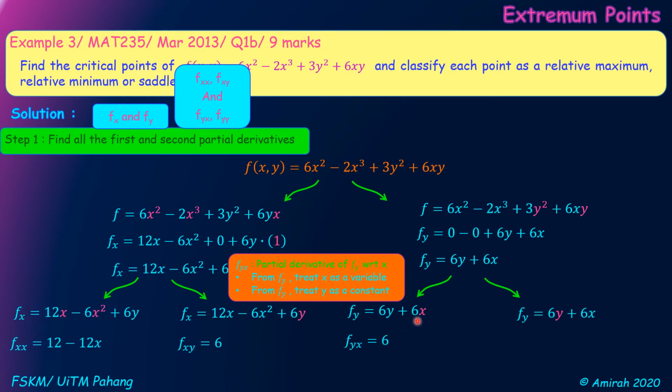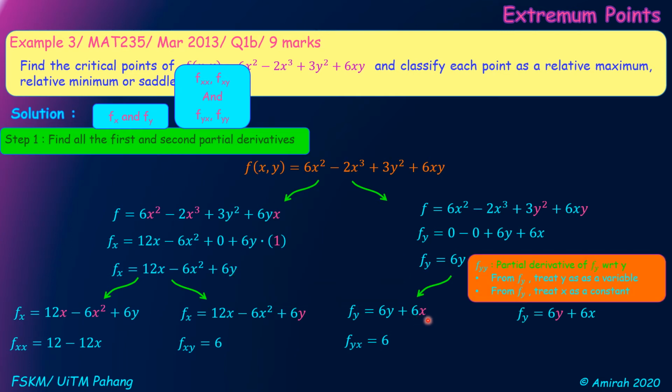And then when we differentiate 6x, x we treat as a variable. So when we differentiate 6x, the answer equals 6. So the 6 here comes from when we differentiate 6x here. Alright, after that, we can find fyy.